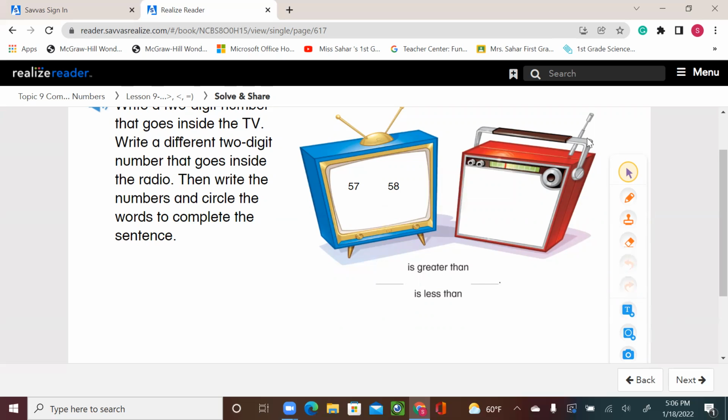All right, so I'm going to put my symbol first. So 57 is less than 58. All right, so I'm going to write here 57 is less than 58. All right, let's go for the radio. I'm going to choose different numbers.